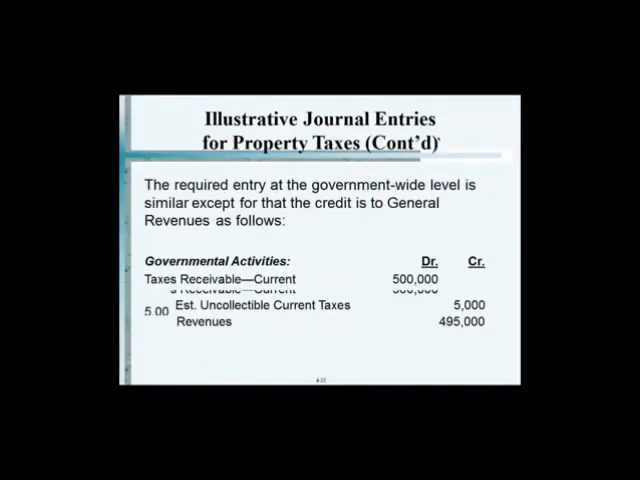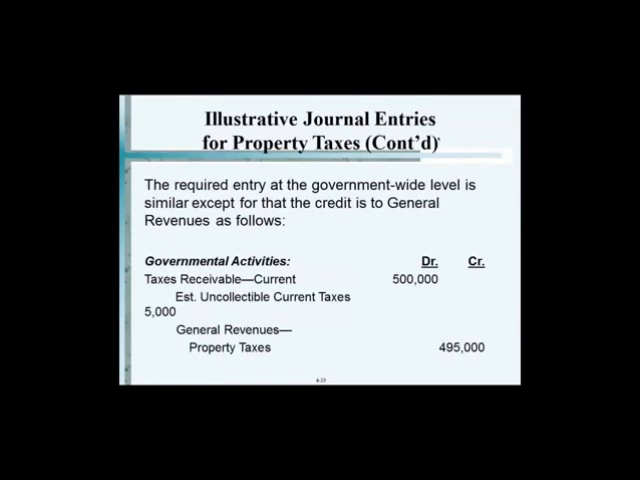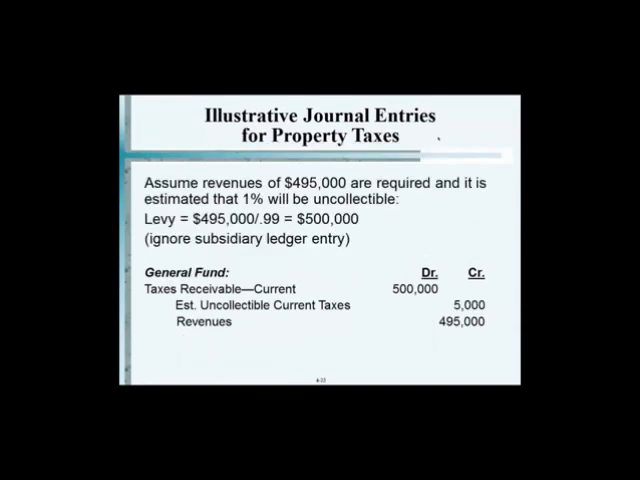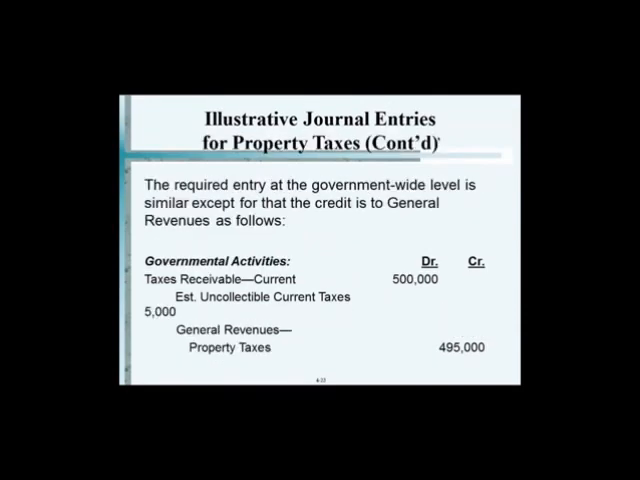What happens next? This is done at the general fund level, and this is done, oops, I have this thing. This 5,000 should really be here, okay? Same journal entry, except titles are a little different. General revenue property taxes, because that's the way it's shown in the statement of activities. Same journal entry.